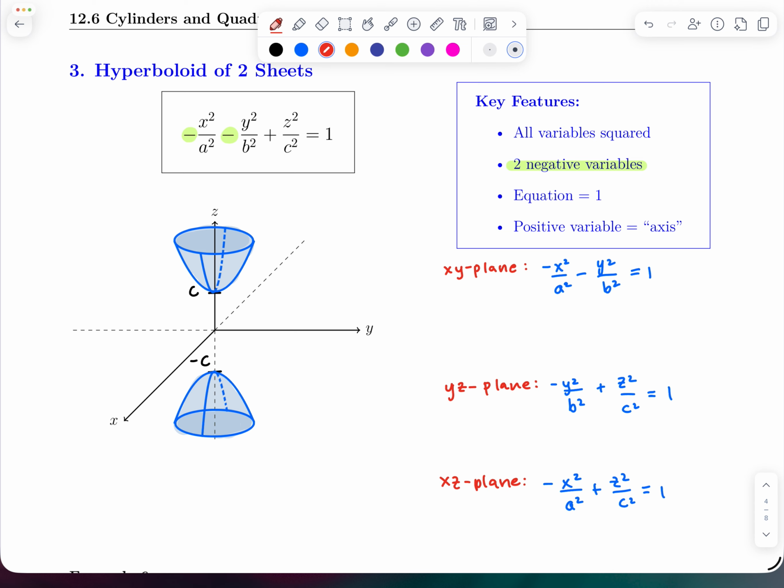And the shift that you see, notice in the graph, this is shifted up to c and down to negative c. That comes from whatever the coefficient is in the coefficient of that positive variable axis. So the shift equals the positive variable coefficient.